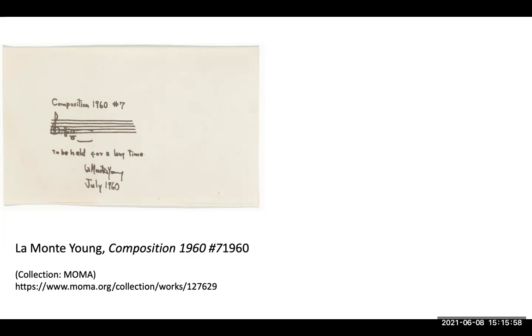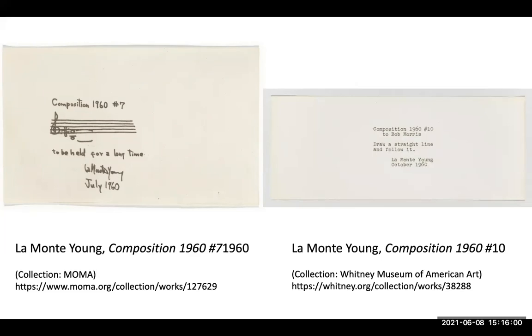When we move on to see the 10th iteration of the composition, the instruction has become text only and consists of directions for an action: draw a straight line and follow it. It has a similar concern with duration, a continuity of one activity and holding at a constant level to number 7. La Monte Young's own performance of instruction number 10 involved sighting with plumb lines and drawing on the floor with chalk.